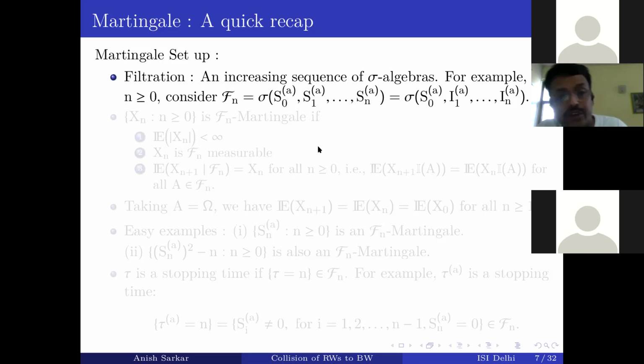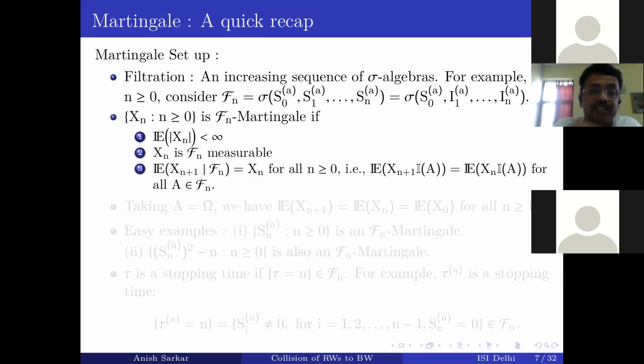Okay, next thing that you require is what is called a sequence of random variables, and you require three conditions. The first condition is that the expectation of the absolute value is finite, and of course the second condition is that X_n is F_n measurable.